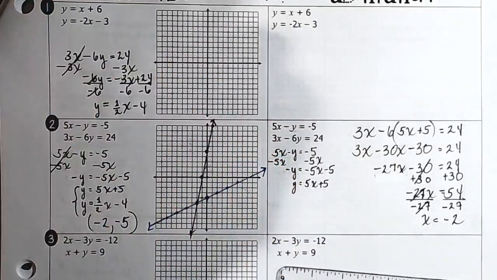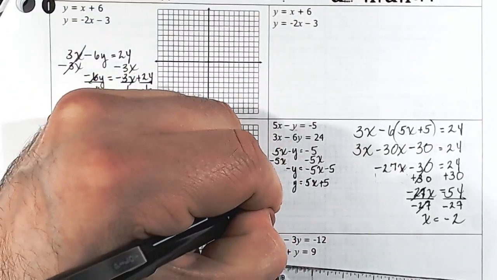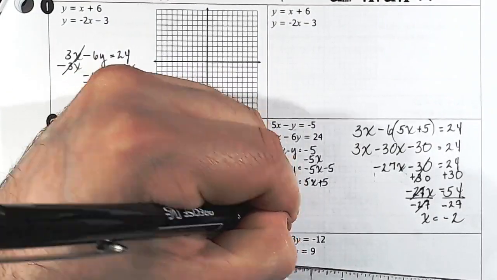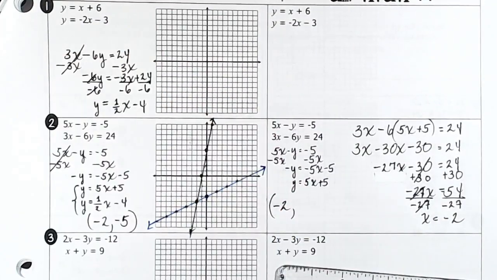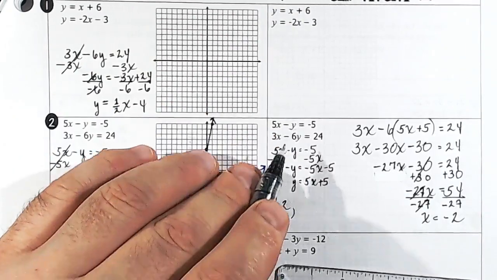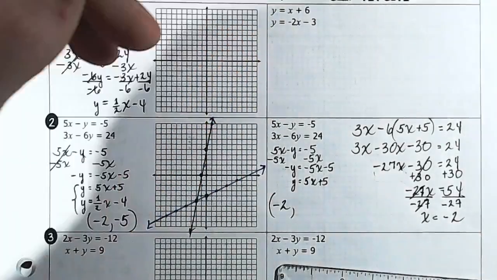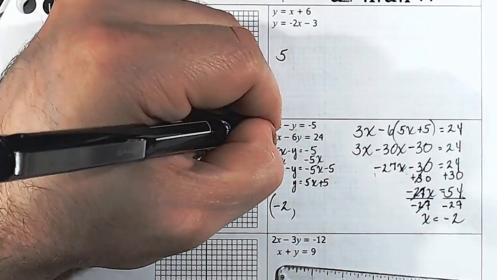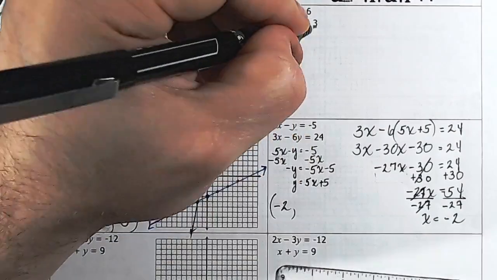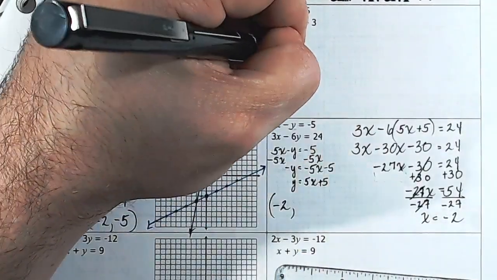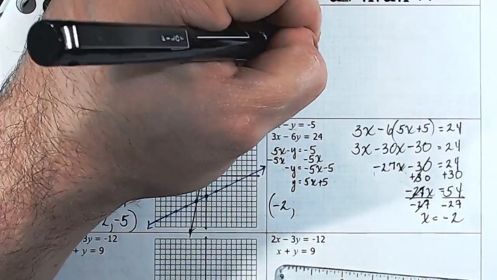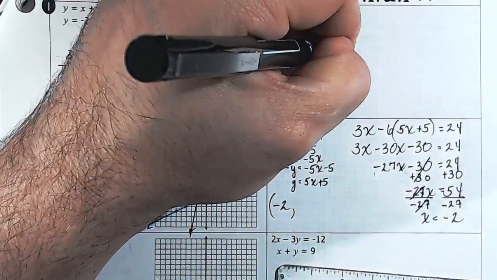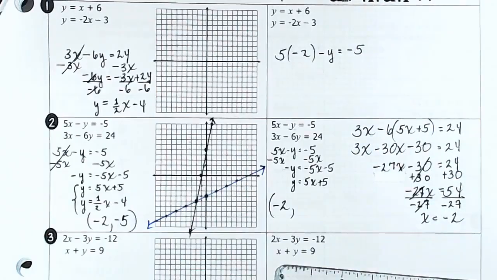So what I've found is the x component. I've got x equals negative 2, and now I just need to find the y component. I've got to plug negative 2 back into one of my equations, which I'll do up here. I'll use that top equation, 5x minus y equals negative 5. So I'll write 5, open parentheses, instead of writing x, I'll write negative 2, close parentheses, minus y equals negative 5.